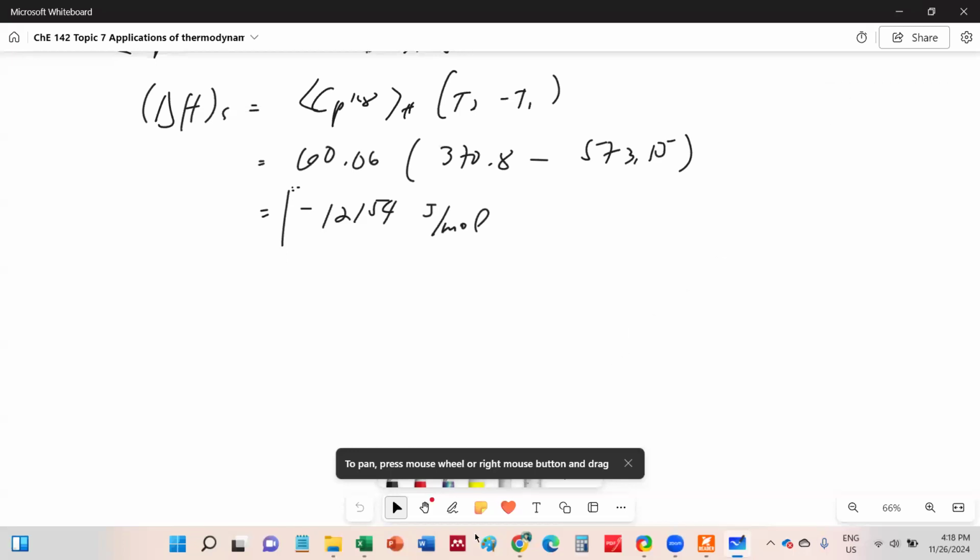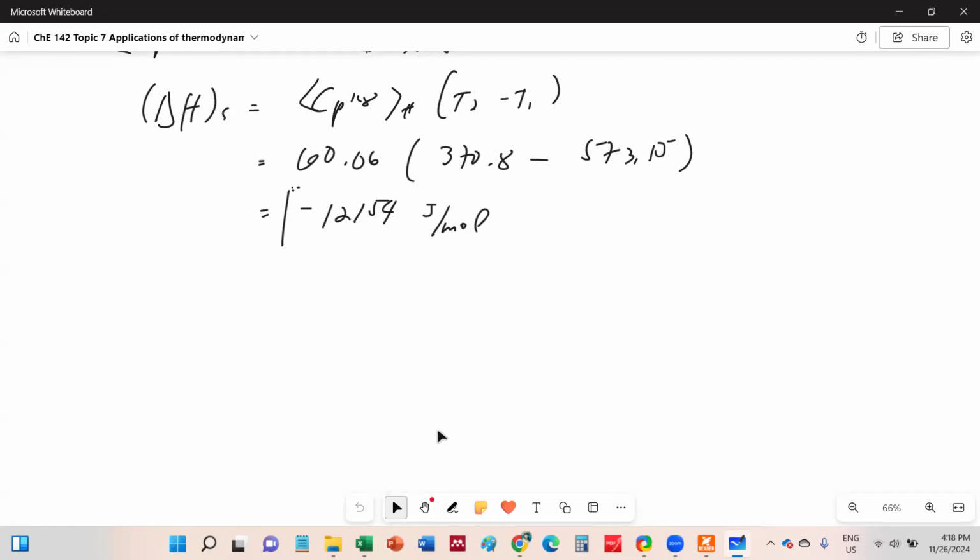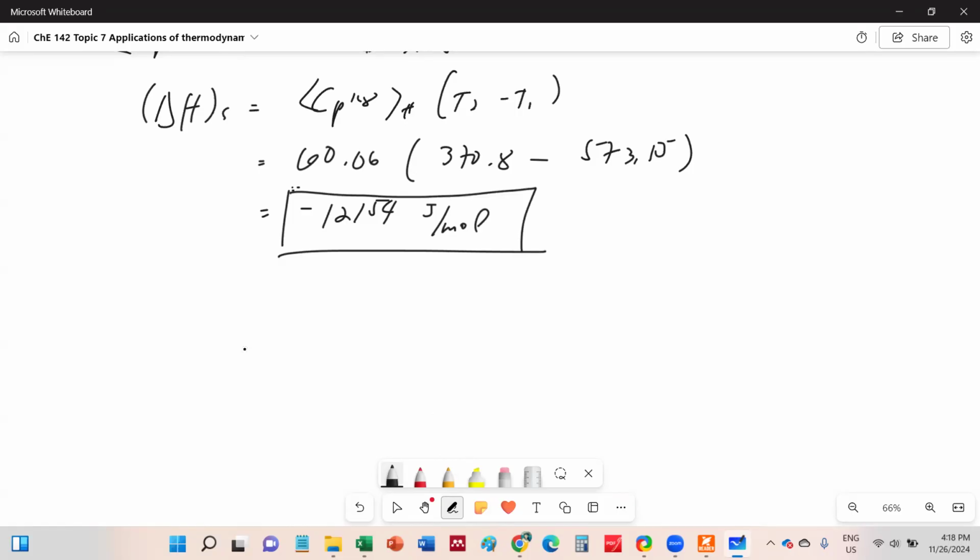Okay, let's resume. This is the final answer. We box that for letter A. Let's move on to letter B.